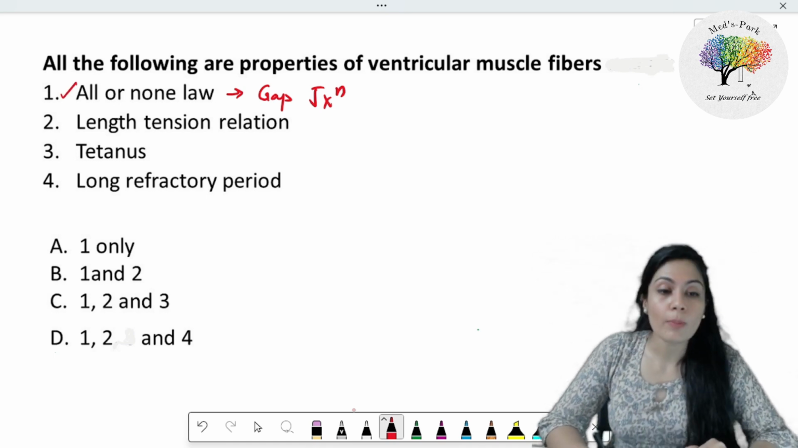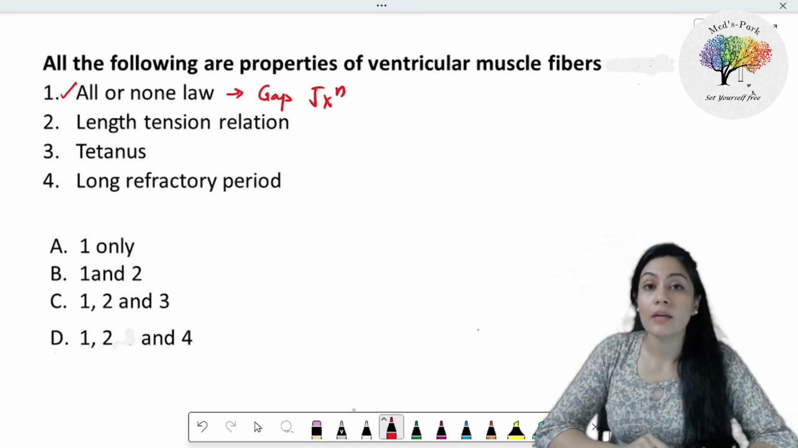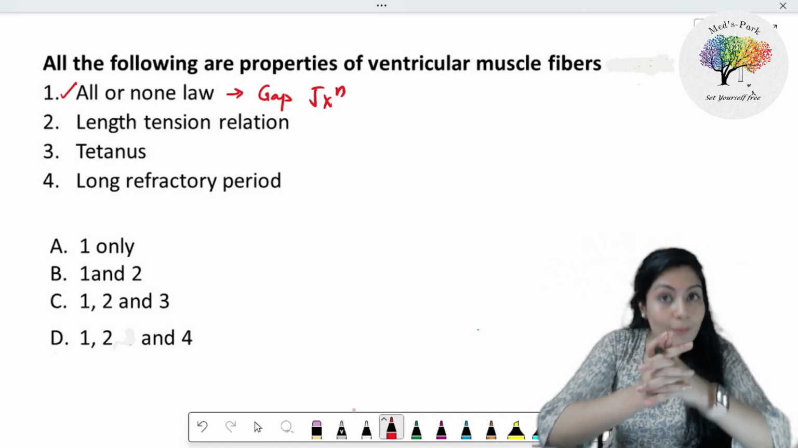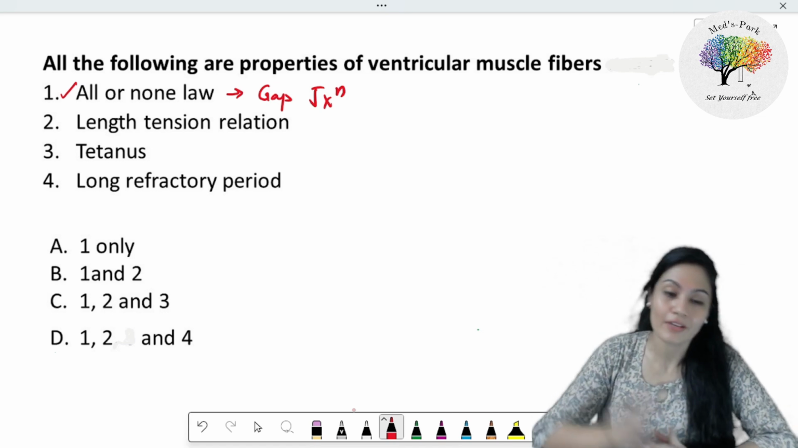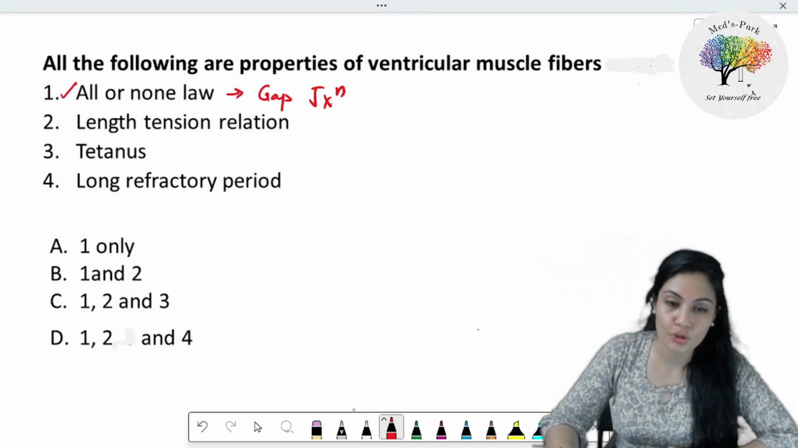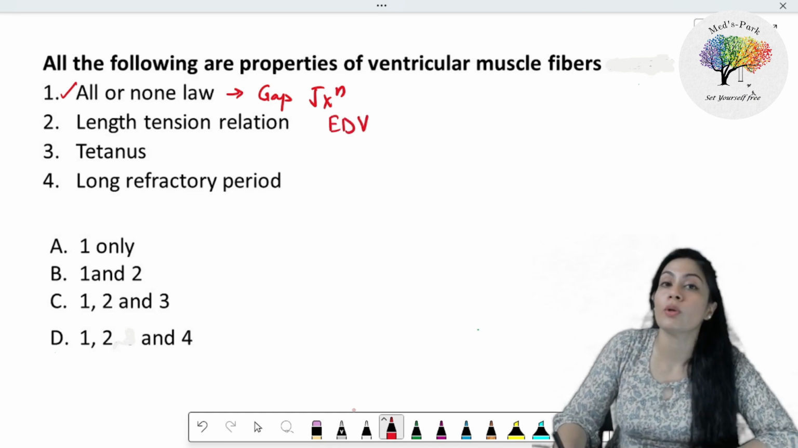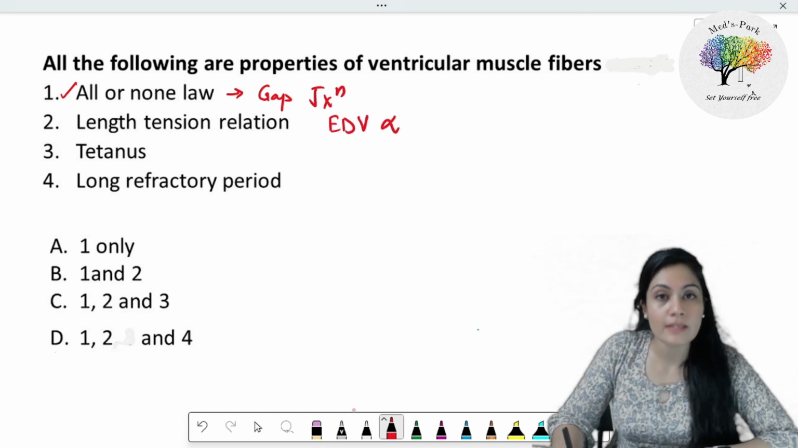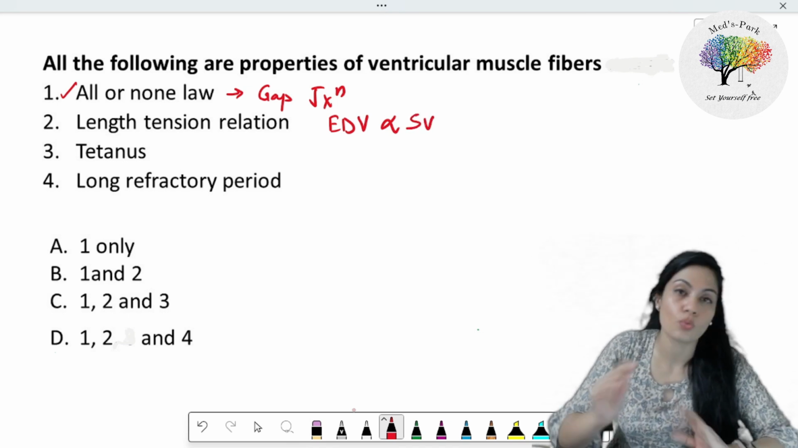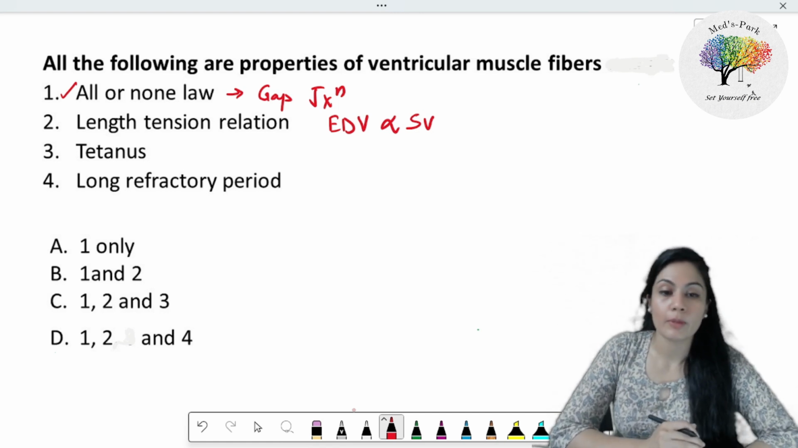So that is true. What about the length tension relationship? Remember the heterometric regulation of cardiac output? That was your Frank-Starling law. You give more input, you're going to get the more output, but it should be in the physiological limit. Within the physiological limit, you increase the initial length of the muscle, the more will be the force of contraction. That is nothing but if you increase the venous return, the EDV, that is your end diastolic volume, is going to increase, which is going to increase the troponin C sensitivity and the actin-myosin cross bridges, and because of that, stroke volume will increase. Input is directly proportional to the output. That is nothing but your Frank-Starling law.